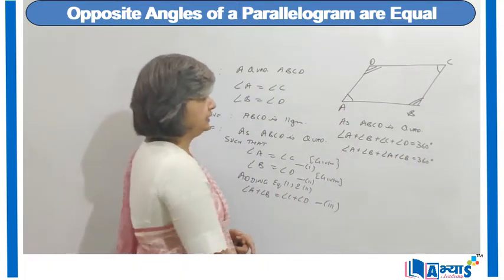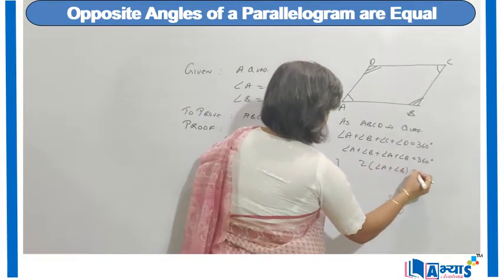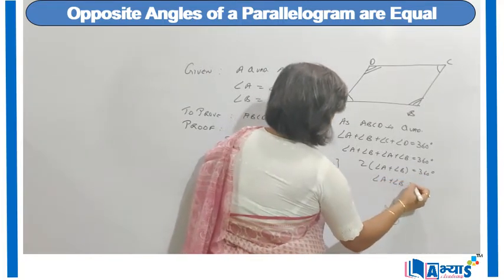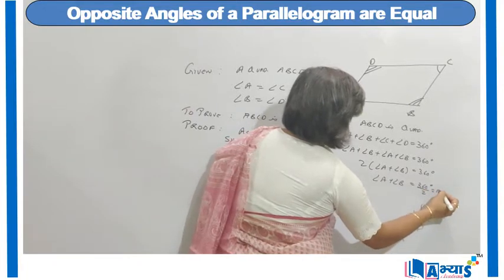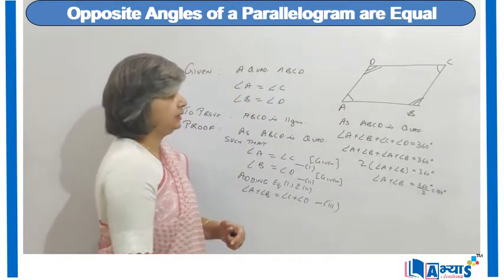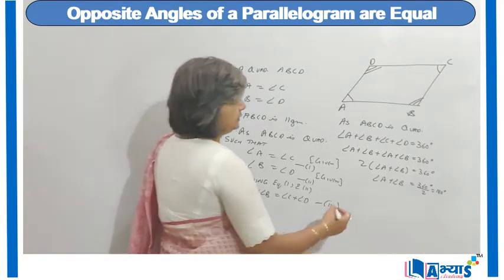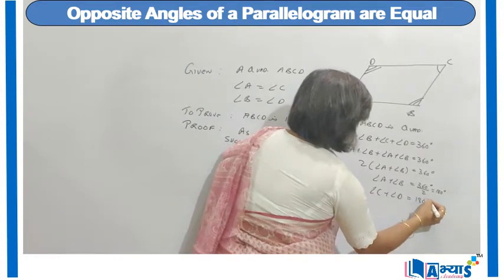Now we can say that 2 times angle A plus angle B is equal to 360 degree, or angle A plus angle B is equal to 360 degree upon 2, that is 180 degree. That means angle A plus angle B is equal to 180 degree. Similarly, we can say that angle C plus angle D is equal to 180 degree.